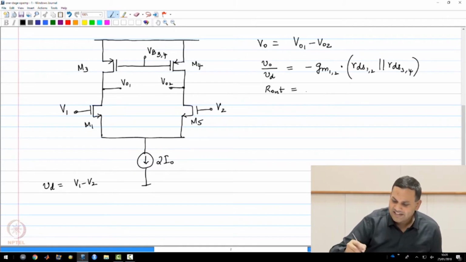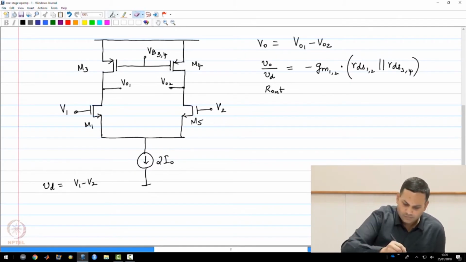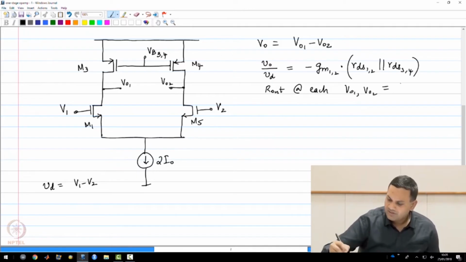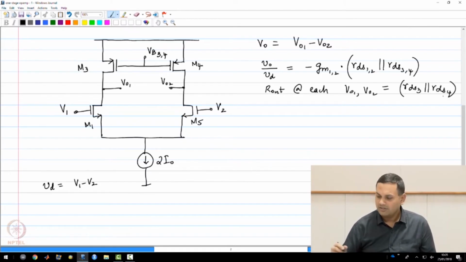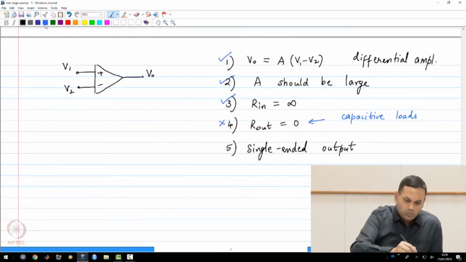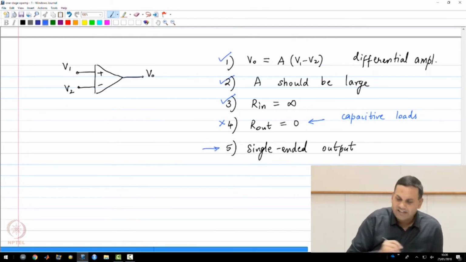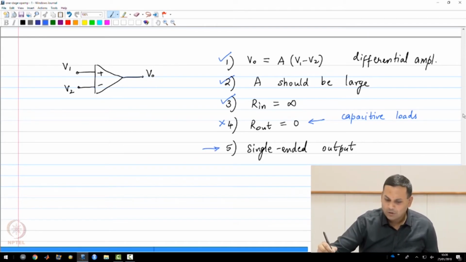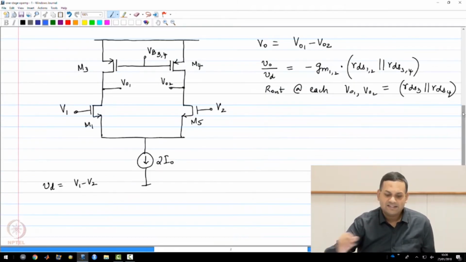The output resistance at each node is clearly RDS3 parallel RDS4. This is actually a large output resistance. Now we are going to look at the fifth one, which is the condition for single-ended output. We somehow need to make this op amp have a single-ended output. To do that, we need to start looking at the signals inside the op amp.